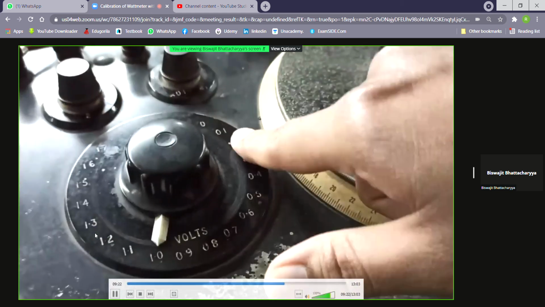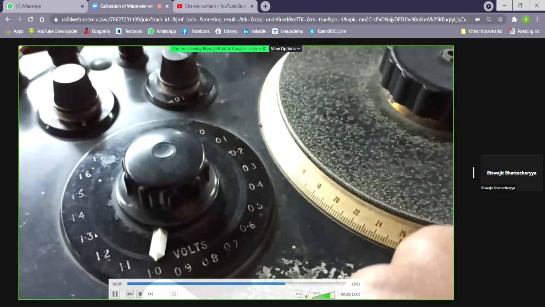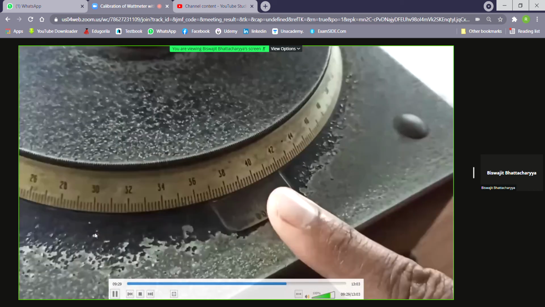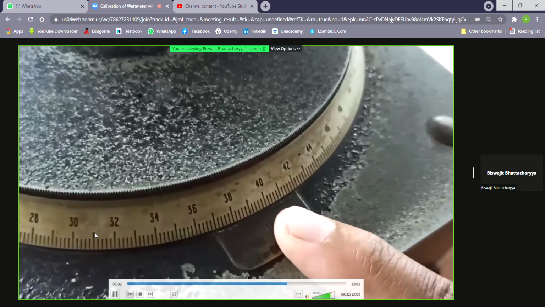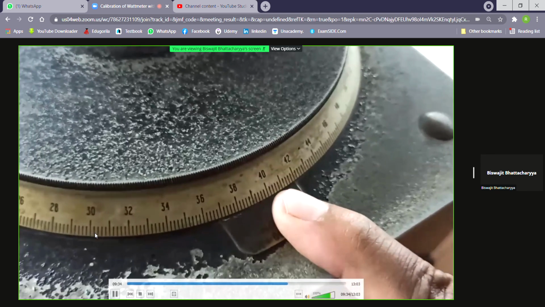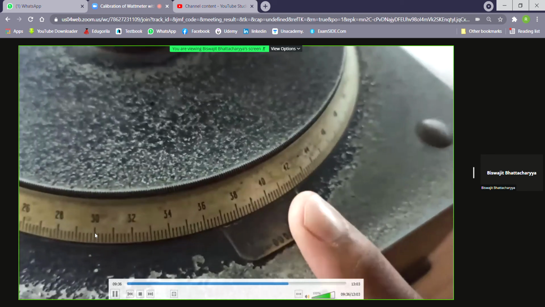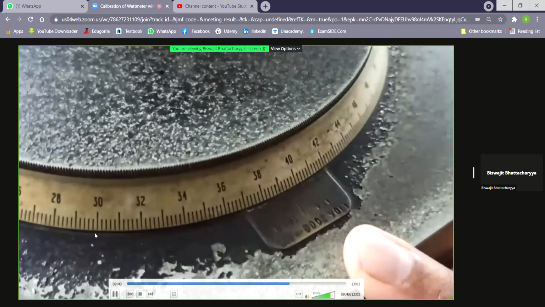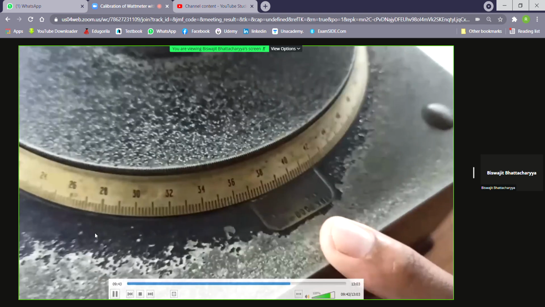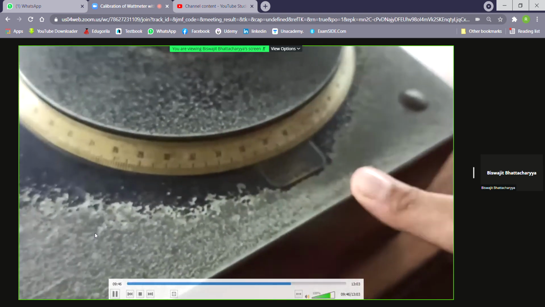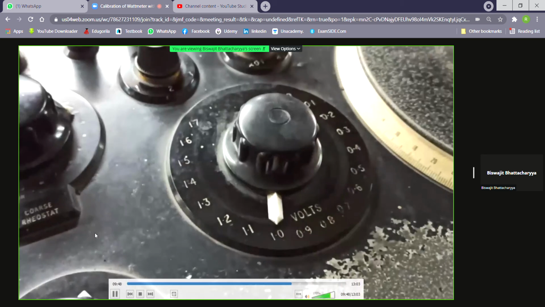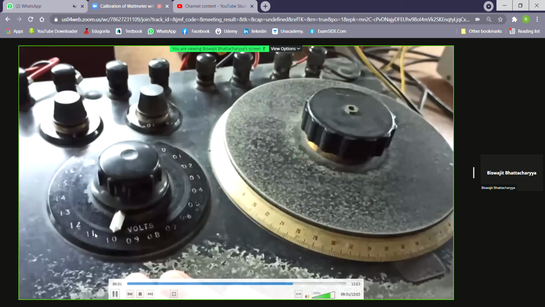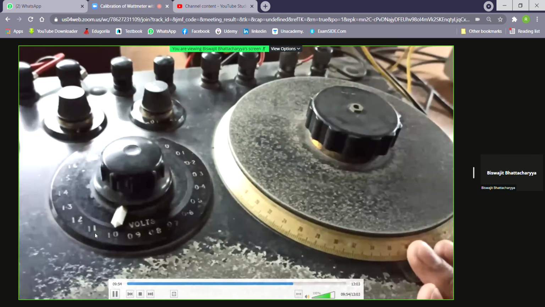As you see, this is the main slide wire and the value is 1, and this is the vernier slide wire. By this pointer, you can see this is 39.2, and this has the multiplication factor of 1 by 1000. So by multiplying this factor and the range with the value, we get the actual value. So the total value will be main slide plus vernier slide into range.